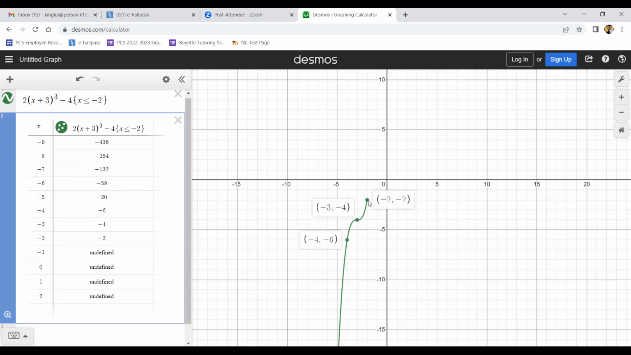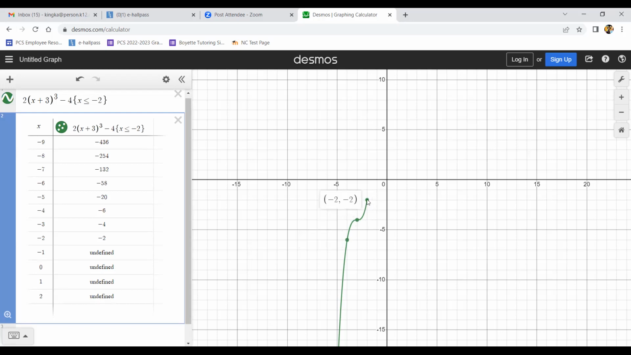So -2, -2, I can graph. -3, -4, I can graph. -4, -6, I can graph. And then with this, the only part we have to be careful of is we have to make sure if the end point of our graph should be a dot that's filled in or a dot that's not filled in. That's the only part we're going to have to watch out for. Okay. And the end point that I'm talking about is this point right here.